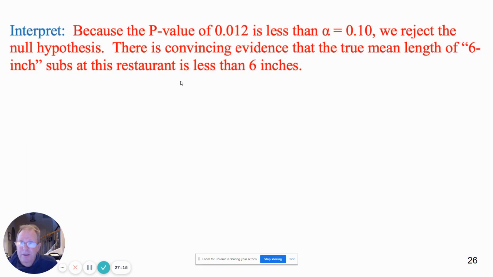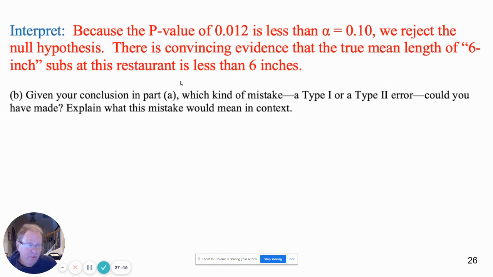Now we come to the interpret section. Because the p-value 0.012 is less than alpha equals 0.1, we reject the null hypothesis. And we say there is convincing evidence that the true mean length of the 6-inch subs at this restaurant is less than 6 inches. When we reject the null hypothesis, we find convincing evidence that the alternative is true, but I have to write it in context. So that's how I interpret it.